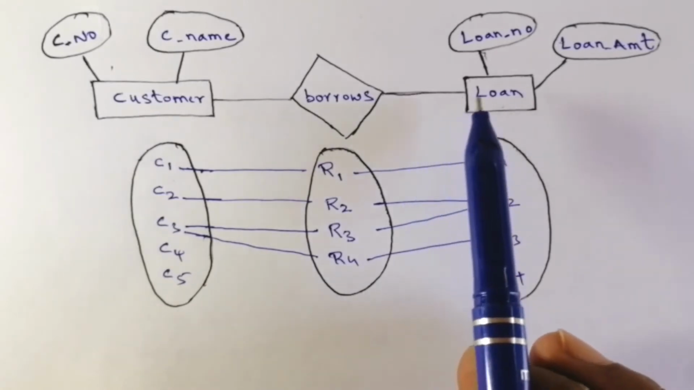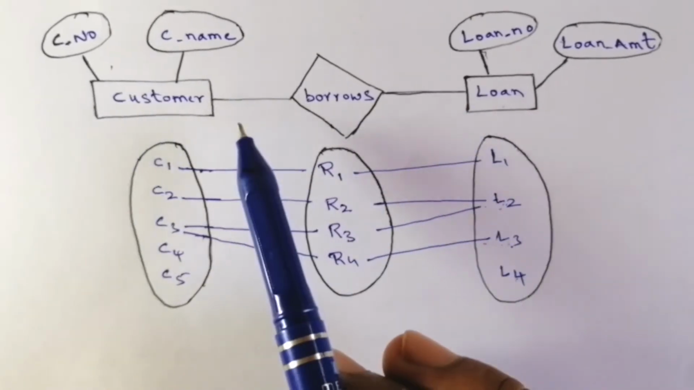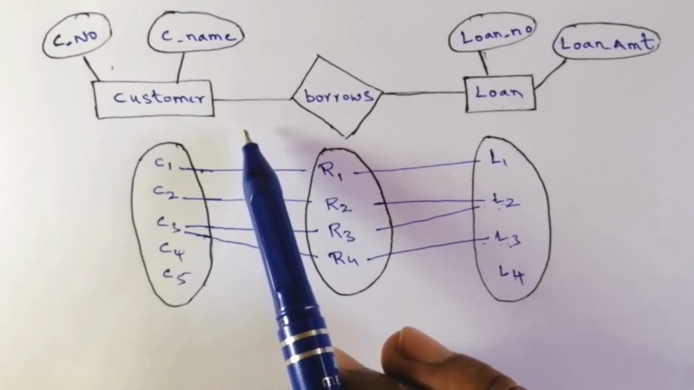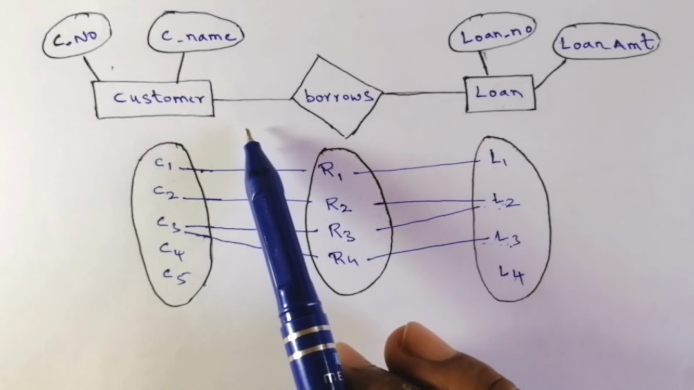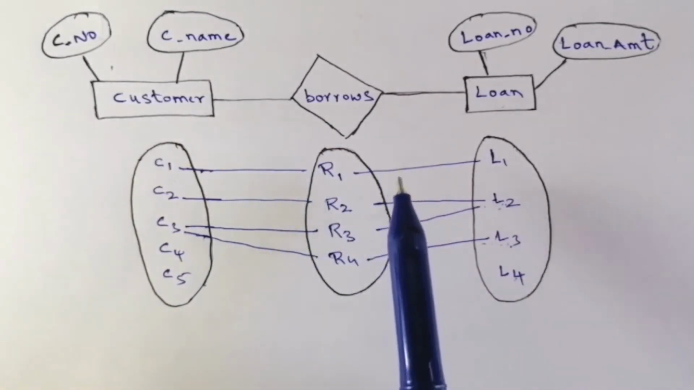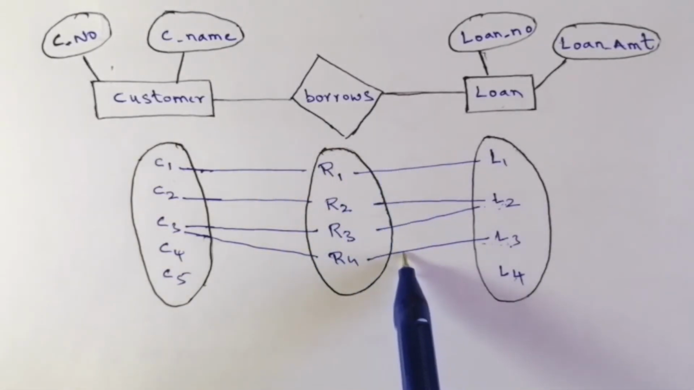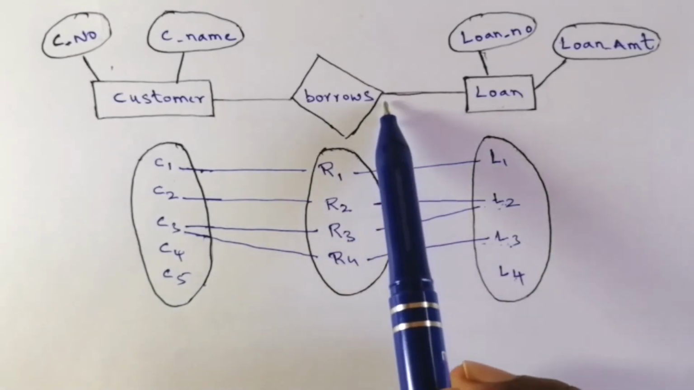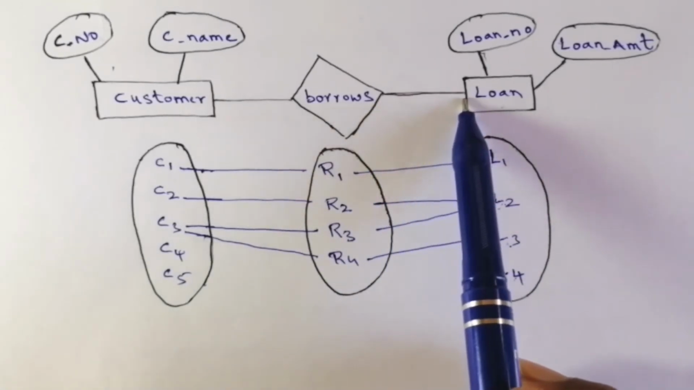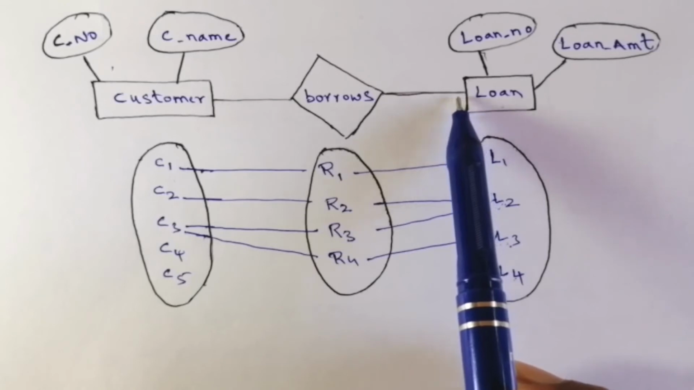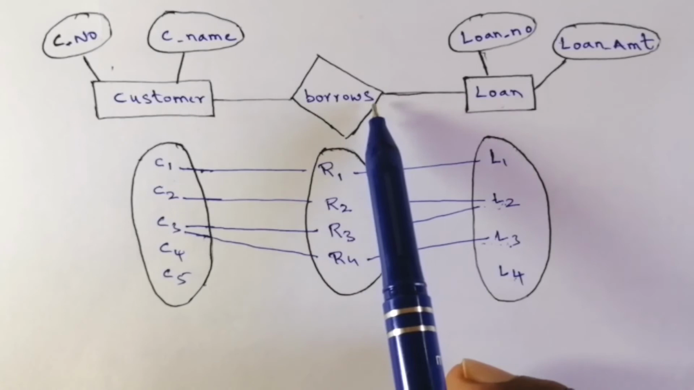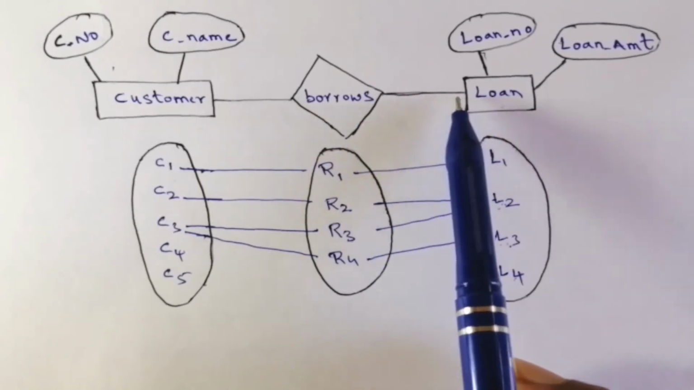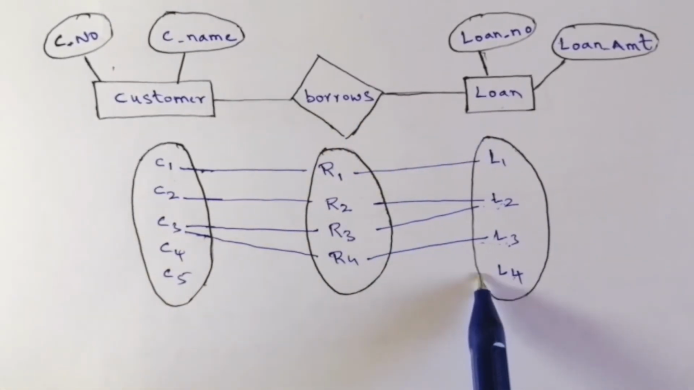That a loan should be generated only when the customer requests for it. So there should not be a loan number without a customer request. If we want to keep such a business condition here, then there is a need of keeping a total participation here. A total participation is represented by a double line. If we represent total participation here, then compulsorily a condition will come and reflect here.